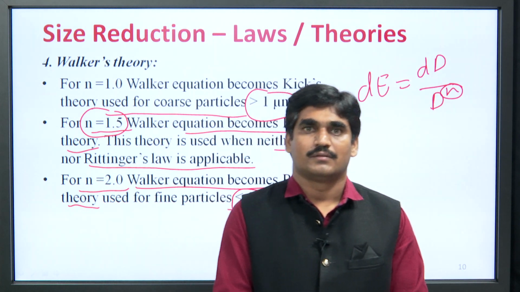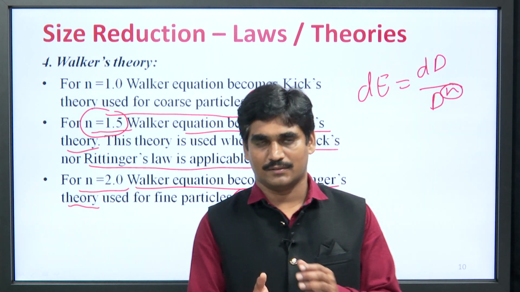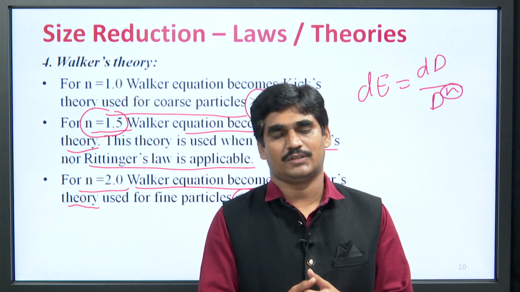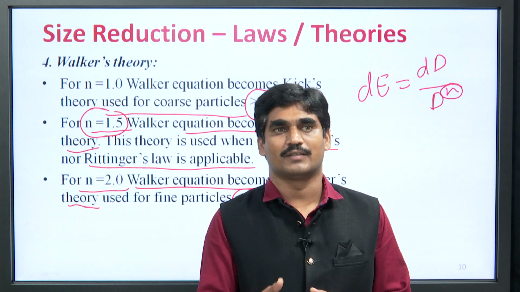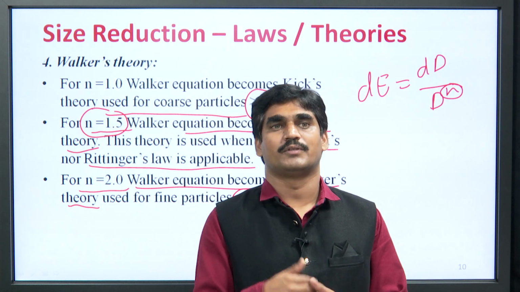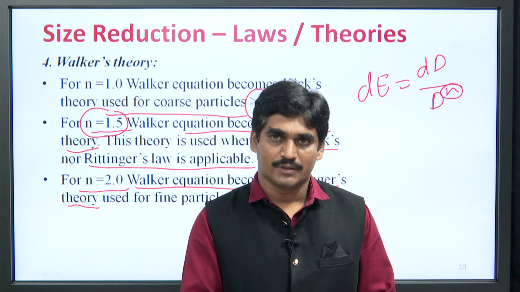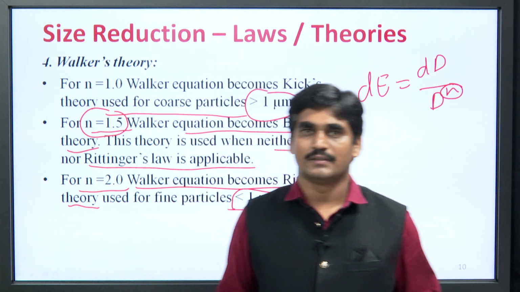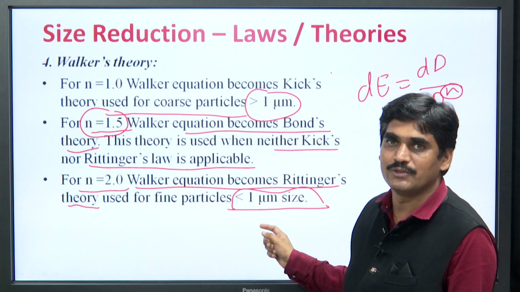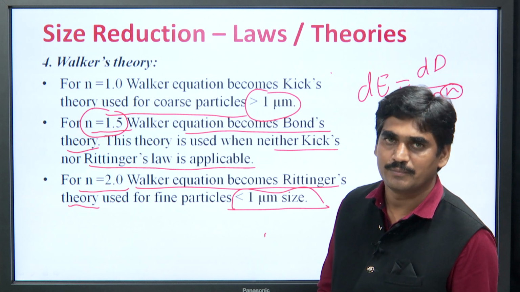So, for Walker's theory, if we determine the value of n, depending upon the value of n it can be modified into Kick's theory, into Bond's theory, or into Rittinger's theory. Kick's theory is used for coarser particles, and Rittinger's theory is used for fine particles having size less than 1 micrometer.